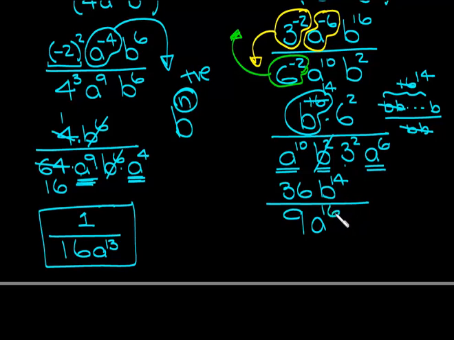Okay, and you might think you're done, but in this case we can reduce some more because 9 goes into 16 4 times. So my answer is going to be 4b to the 14 divided by a to the 16.